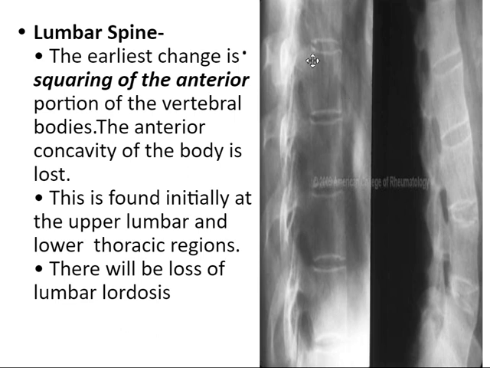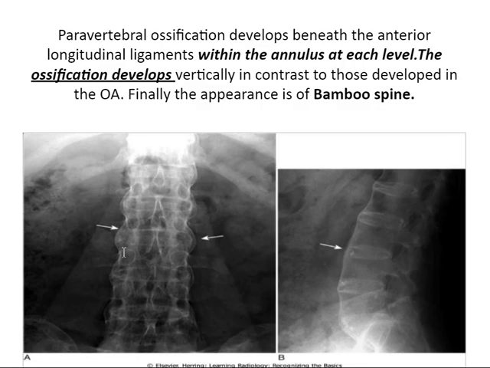Squaring of the anterior portion of vertebral bodies is found initially at the upper lumbar and lower thoracic regions. And also there will be loss of lumbar lordosis. Next, paravertebral ossification develops beneath the anterior longitudinal ligaments. Beneath the ligaments there is development of ossification, and this ossification will give the appearance of bamboo spine. This is the most important characteristic finding: bamboo spine.